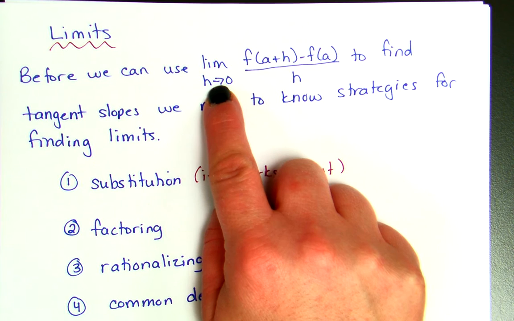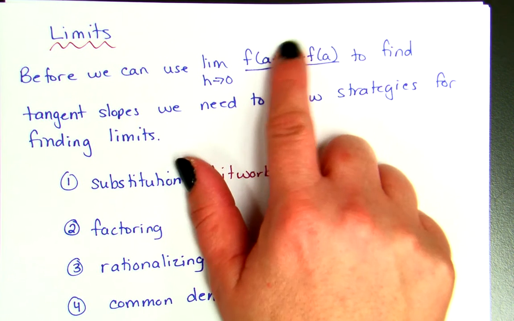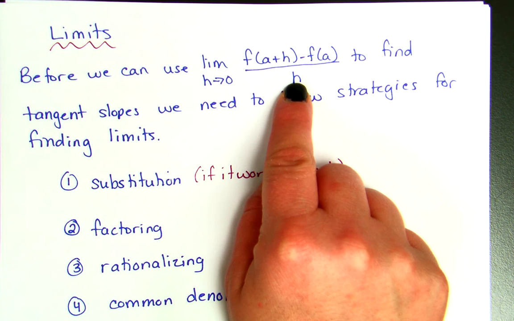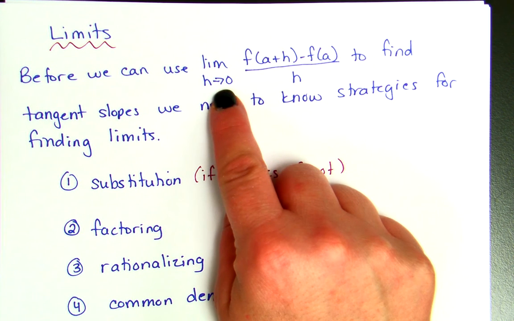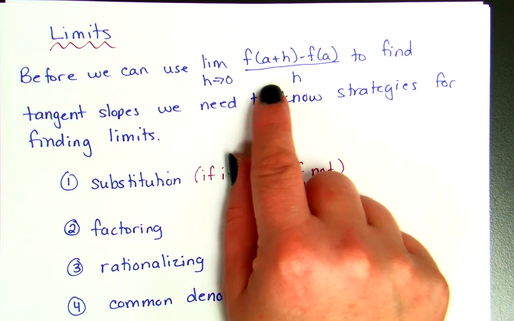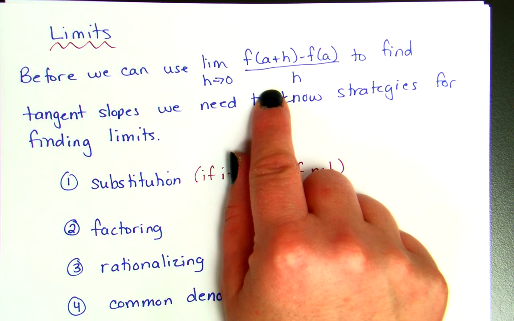H represents the distance between the 2 points. These are the y values for the 2 points. The horizontal distance is h. So as the distance between the 2 points goes to 0, this will find us the slope of the tangent. You don't have to worry too much about this now, but this is where we're heading.